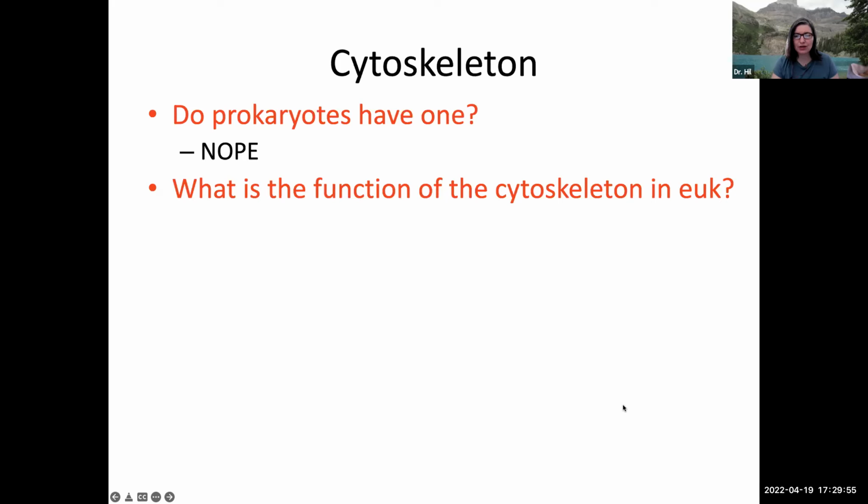Interior organization. Microtubules are basically like a scaffold that the inside of the eukaryotic cell hangs on, which is handy because there's a lot of stuff in there. We actually do need to organize it.